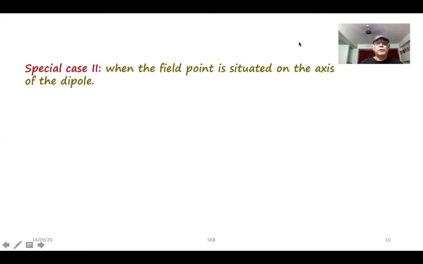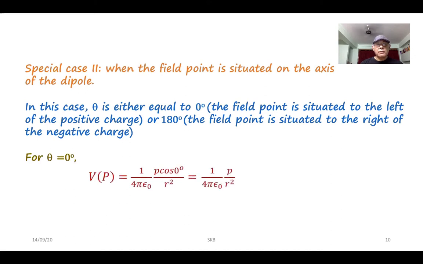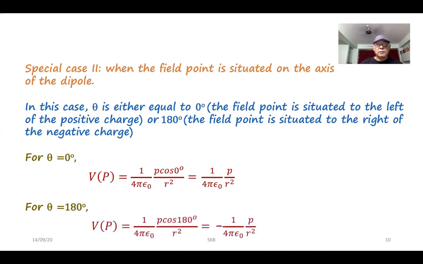Special case 2, when the field point is situated on the axis of the dipole. In this case, theta is either equal to 0 degree, that is, the field point is situated to the left of the positive charge, or 180 degree, that is, the field point is situated to the right of the negative charge. Now, for theta equal to 0 degree, we have V at P equal to 1 by 4 pi epsilon naught P by r square. And for theta equal to 180 degree, we have V at P equal to minus 1 by 4 pi epsilon naught P by r square.